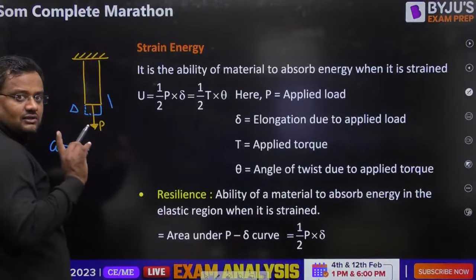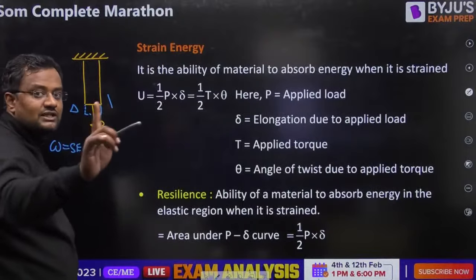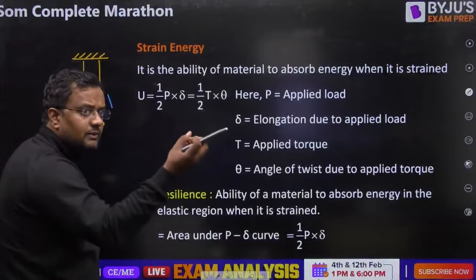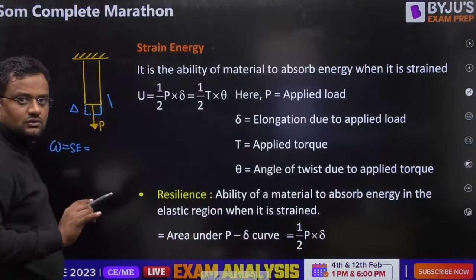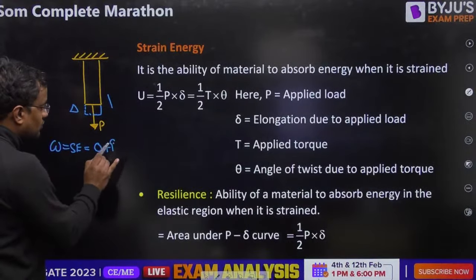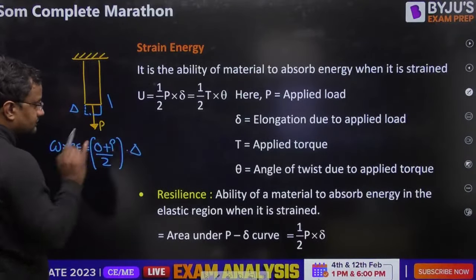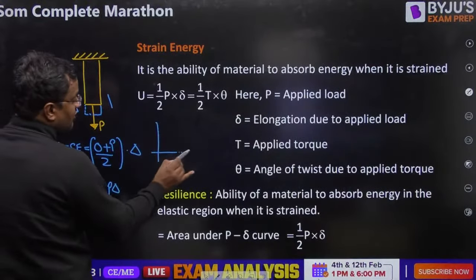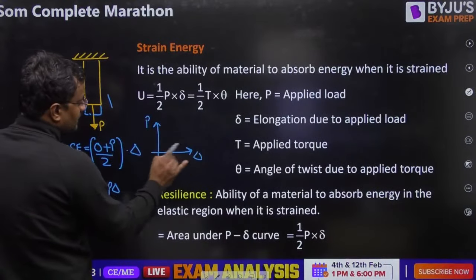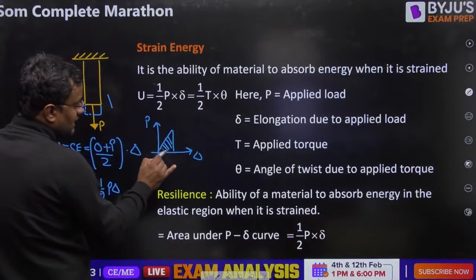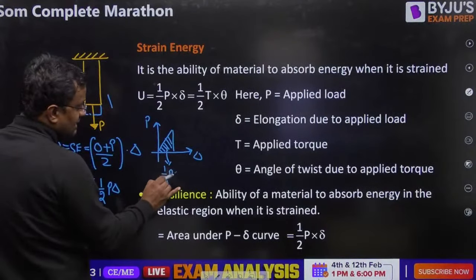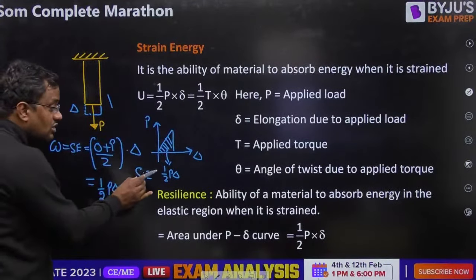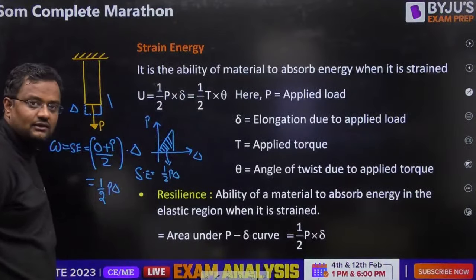So the work done is force into distance, F dot D. The average force is not P. It is 0 force, then a little bit more, and a little bit more, up to P. So the average force is (0 plus P) by 2. This is F dot D, so it is half P delta. The area of the P delta curve, half base into height, is the strain energy.